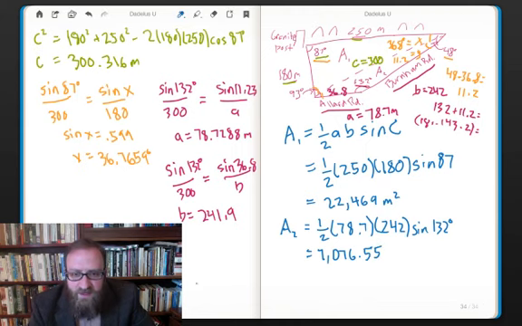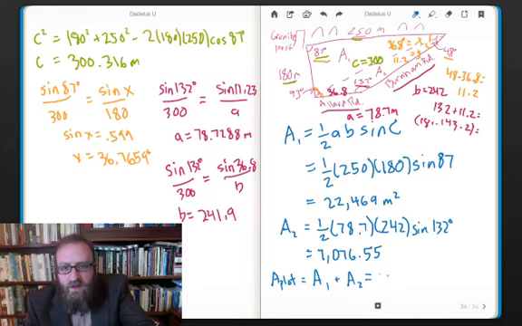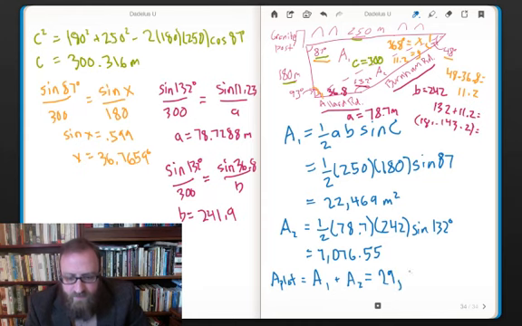So, final answer. Area of the plot equals A1 plus A2, which we have used all of our knowledge of triangle trigonometry to discover. And the final answer, in my humble opinion, is 29,545.6 meters, and of course meters squared because it's an area. So, there you have it.